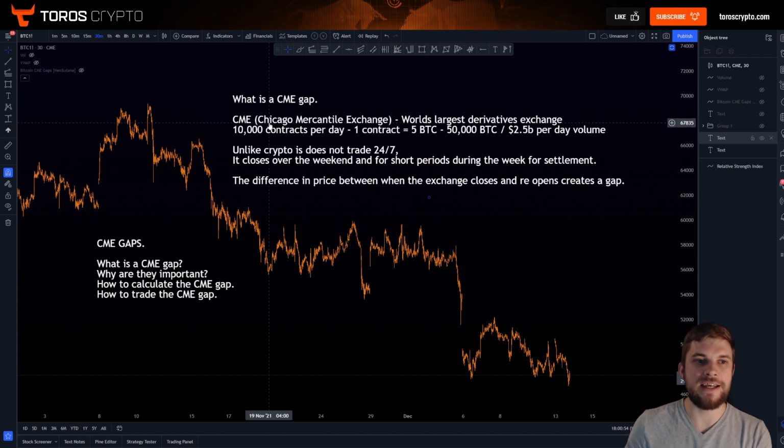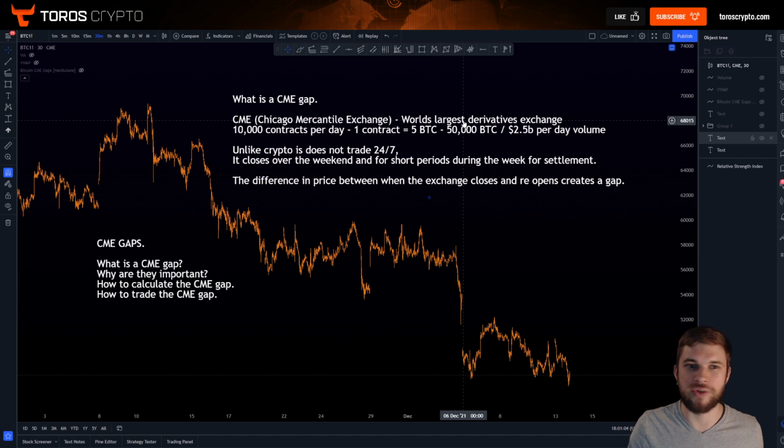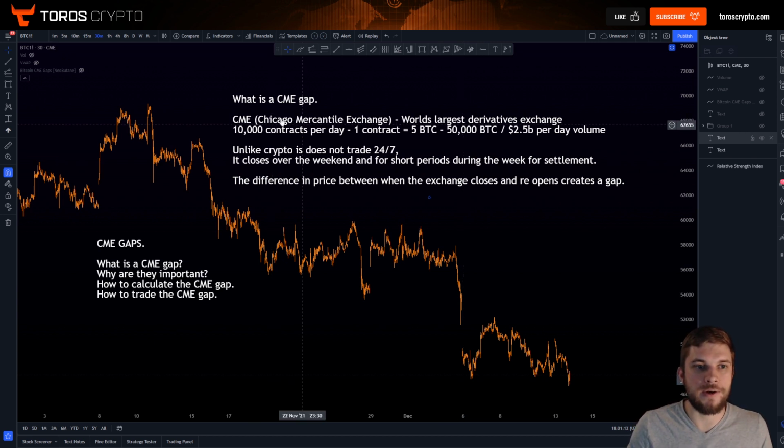So CME is the Chicago Mercantile Exchange. It is the world's largest derivatives exchange, and it trades everything from agricultural products such as corn and grains, to your precious metals, to your energy products, stocks, and of course Bitcoin. So the CME Bitcoin contract trades on average around 10,000 contracts per day. One of those contracts is worth 5 Bitcoin. So that's about 50,000 Bitcoins worth of volume every day, which is equivalent to $2.5 billion per day.